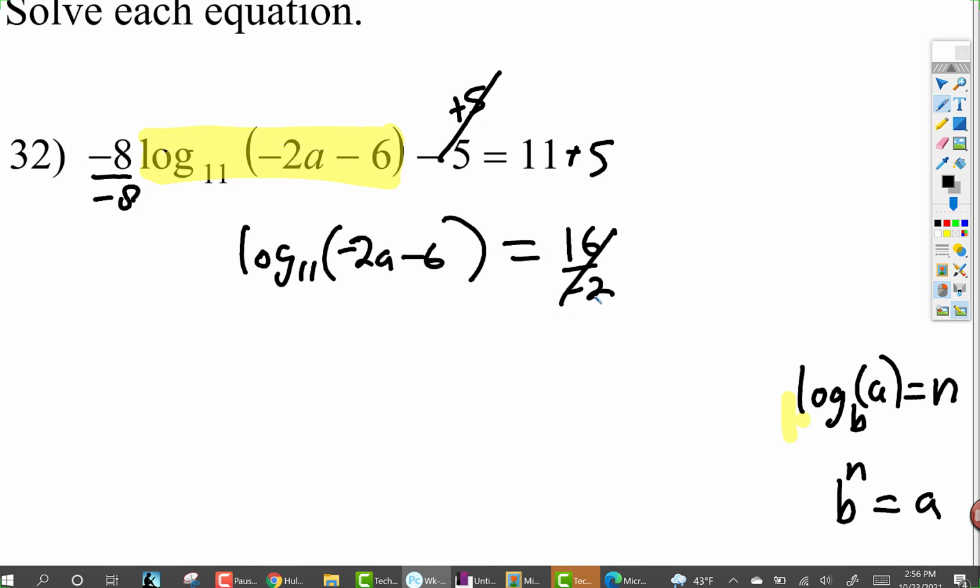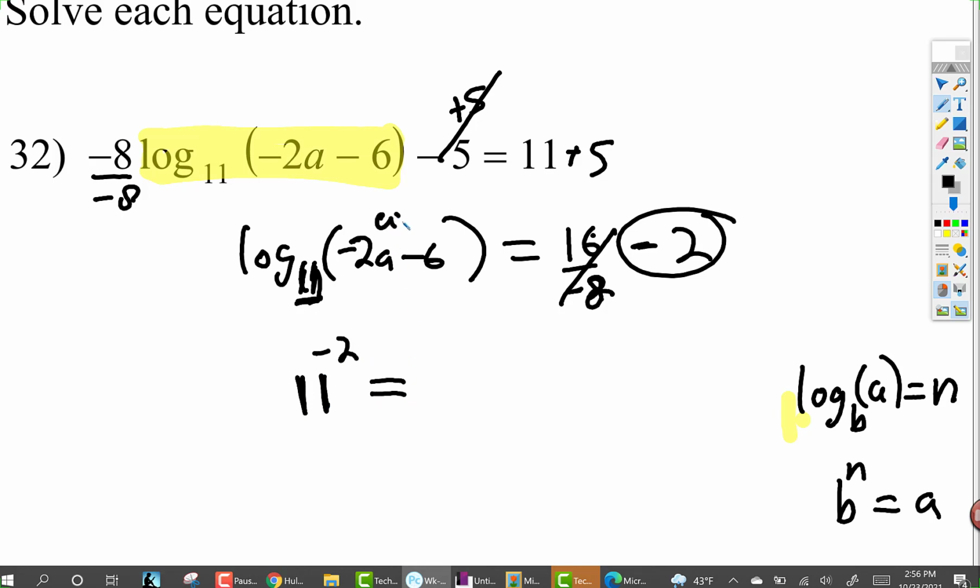Well, 16 divided by -8, sorry. -2 is the result. 16 divided by -8 is -2, and that's base 11 right there. So now look at what we can write. Our base, 11, to our exponent, -2, is equal to our argument.